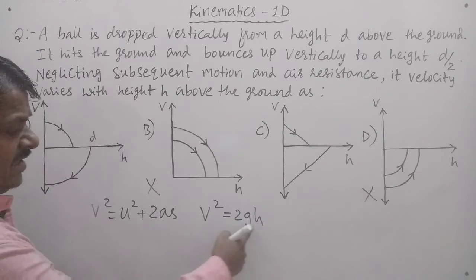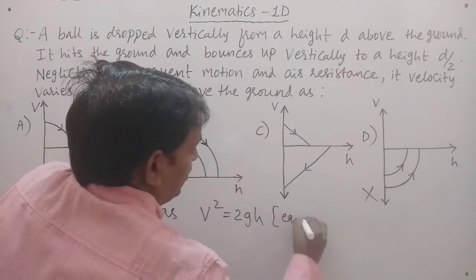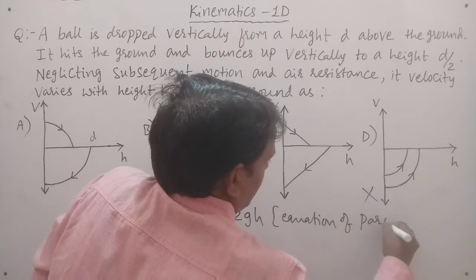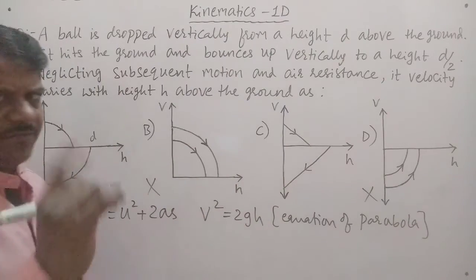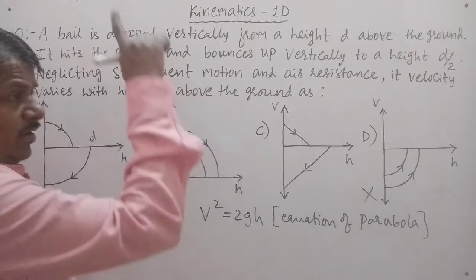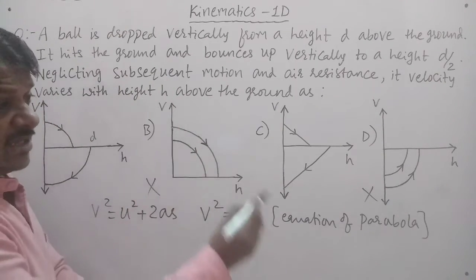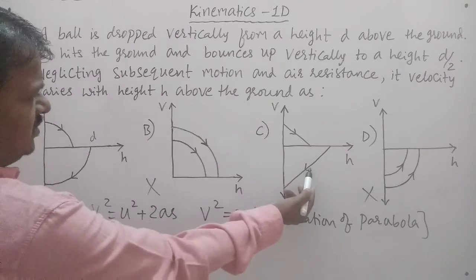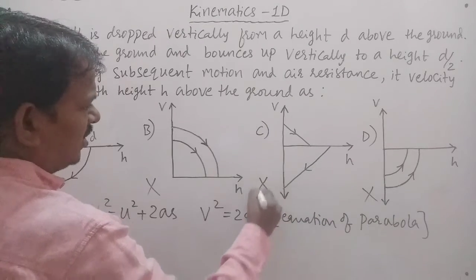This equation represents a parabola. A parabola is not a straight line, it is a curve. In the downward journey, its velocity increases more. You see these two graphs are curves, and this one is a straight line, which does not happen.